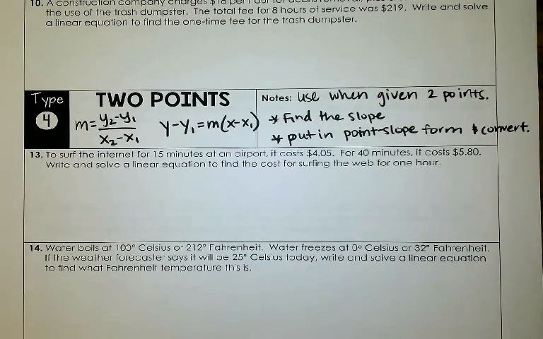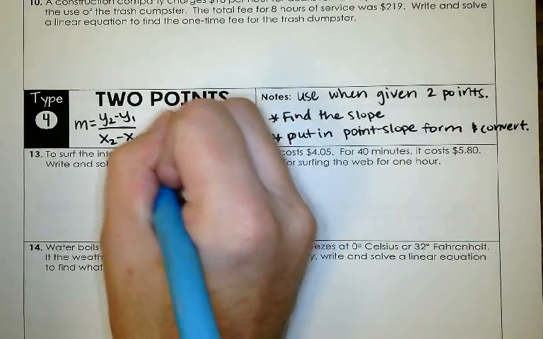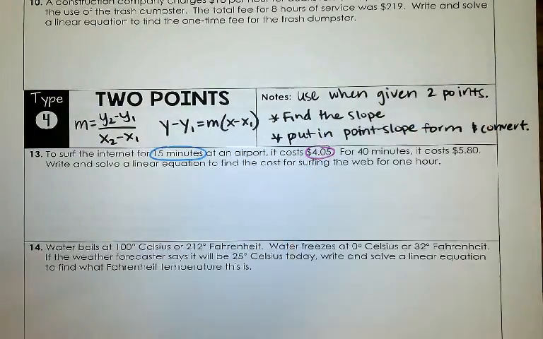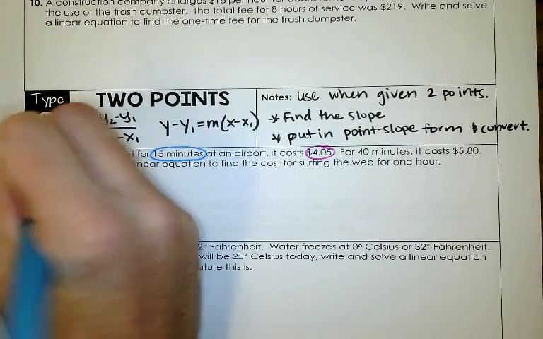So guys, we're not given a rate. We're not given where it starts, but we are given one x point, right? At 15 minutes, how much does it cost? $4.05. So I'm going to write my point out right here. At 15 minutes, it costs $4.05. Are you guys good with that?